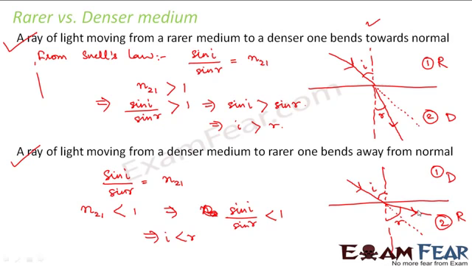So now you are getting the idea that when a ray of light enters from one medium to another medium, due to the difference in refractive index, it either bends towards the normal or it bends away from the normal. And this bending of light is known as refraction of light.